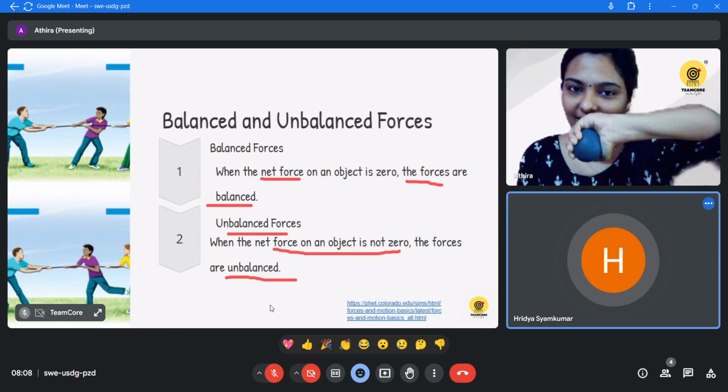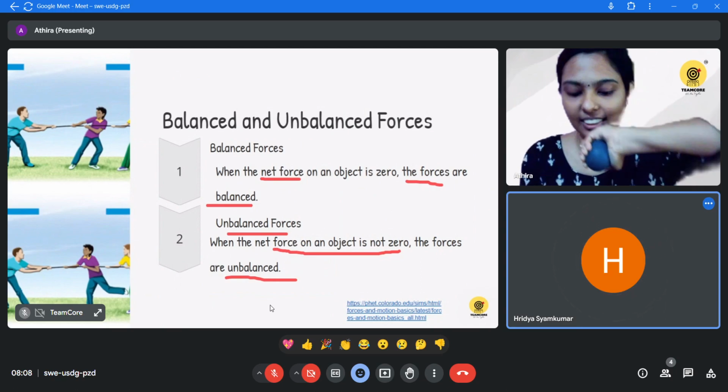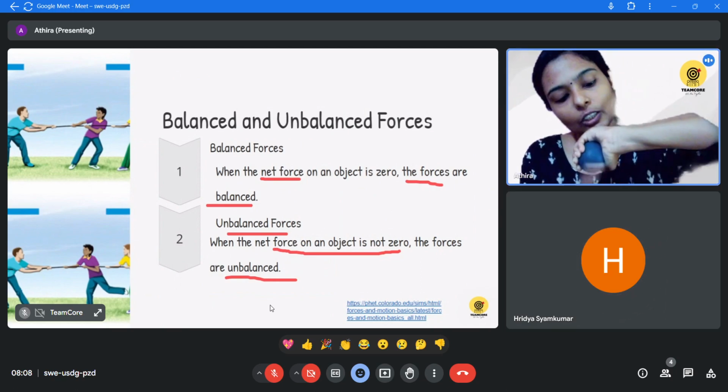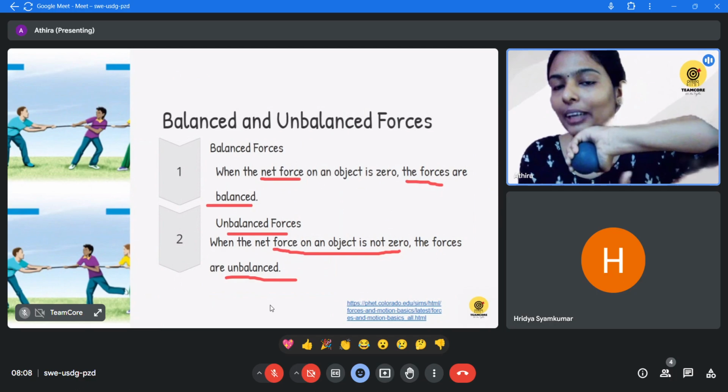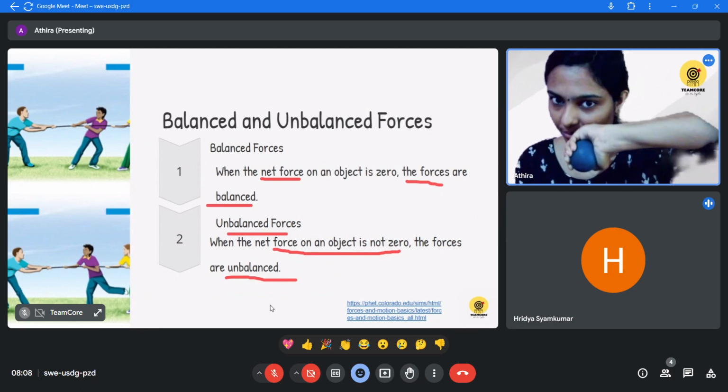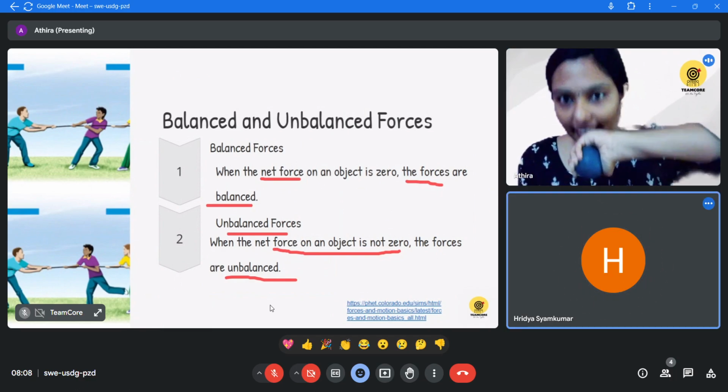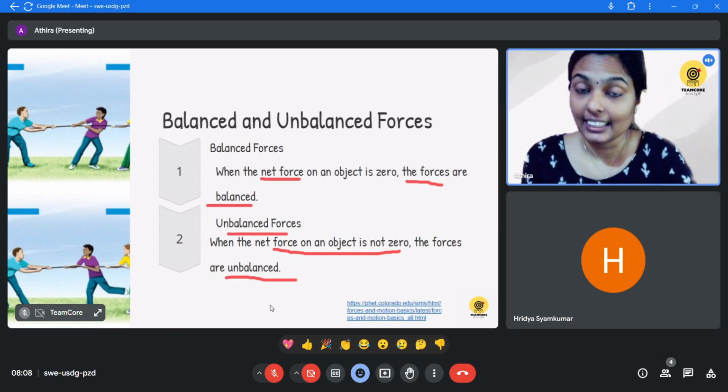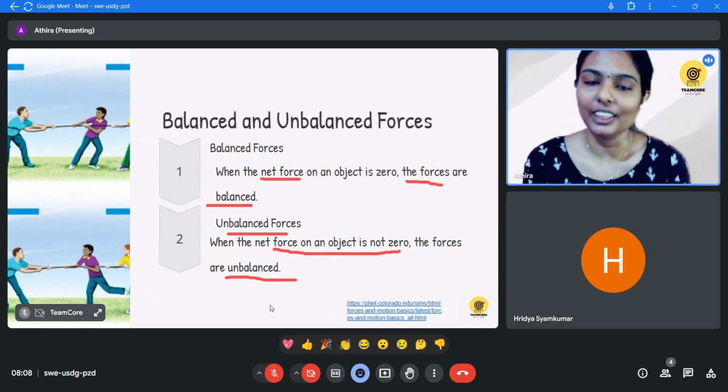It'll be unbalanced. Suppose I'm applying equal magnitude forces in opposite directions, then it's balanced. And my question is, can the balanced force change the shape of the body?